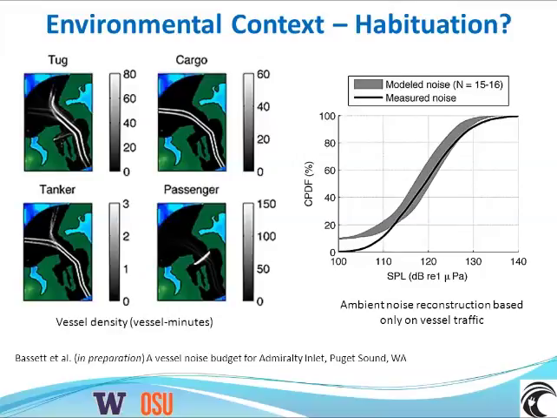And the plots you're seeing there are vessel traffic density in the general project area by vessel class: tugs, cargoes, tanker vessels, and passenger vessels. And the takeaway here is that vessels are present in the area quite often, and the noise associated with vessel traffic actually drives the ambient noise budget.